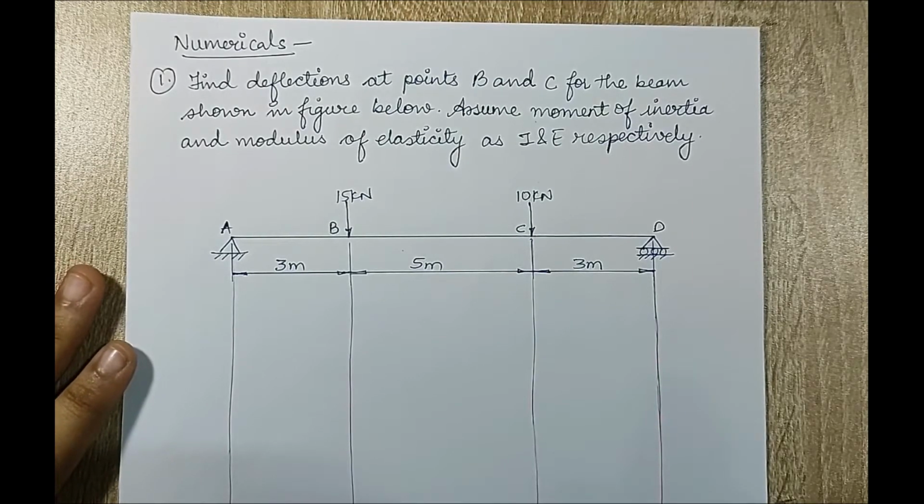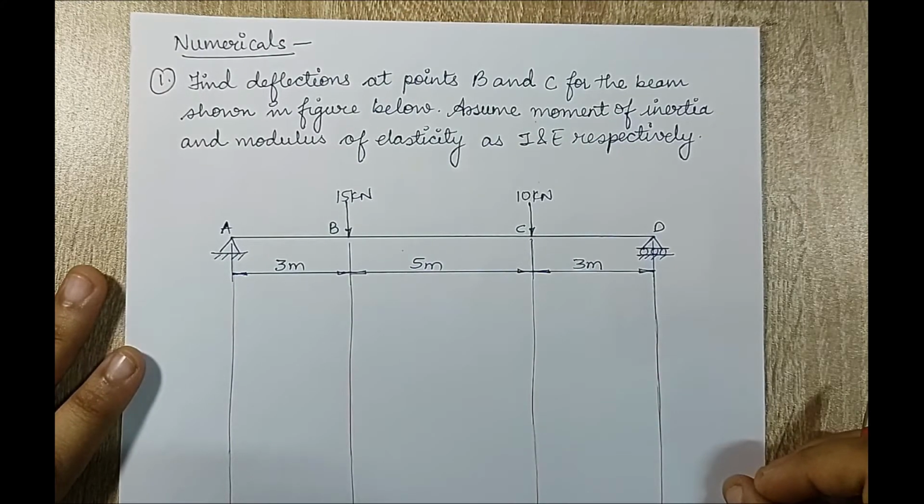Next session of Strength of Materials. In this session, I am going to start with the numericals on Macaulay's method. Find deflections at points B and C for the beam shown in figure below. Assume moment of inertia and modulus of elasticity as I and E respectively.